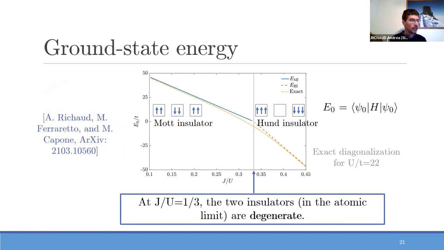And if you plot the energy of these two atomic limits, the blue line and the red line, and you compare it with the energy computed by means of exact numerical diagonalization of the system, then you see that you have a degeneracy at J over U equal to 1/3. So at this value, J over U equal to 1/3, the two insulators are degenerate. And this is the point which hosts interaction-resilient metallicity.